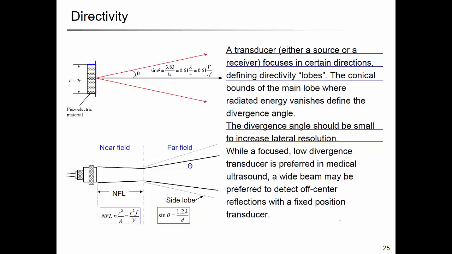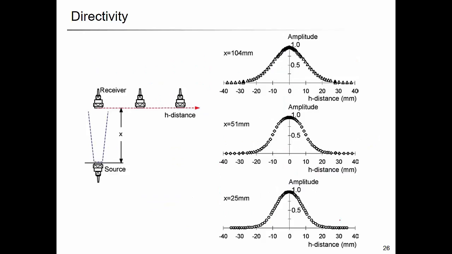And the directivity: after the near field, in the far field, the energy starts to spread. So actually, it's not like a laser. If you have a laser, then it doesn't spread. You have very good directivity, so the divergence angle will be very small. But in the case of an ultrasonic transducer, sine phi, the divergence angle, is about 1.2 times lambda over d. Then you get this kind of amplitude response.